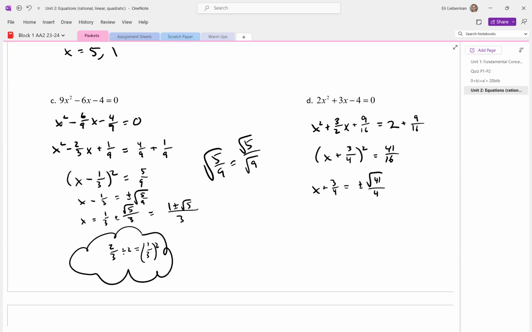And then you subtract 3/4 from both sides. So x equals negative 3/4 plus or minus root 41 over 4. And then you can solve it here. I think we're done. We solved it. You can rewrite it if you want, because if the fractions coincidentally have a common denominator, you can put them together or leave them separate.